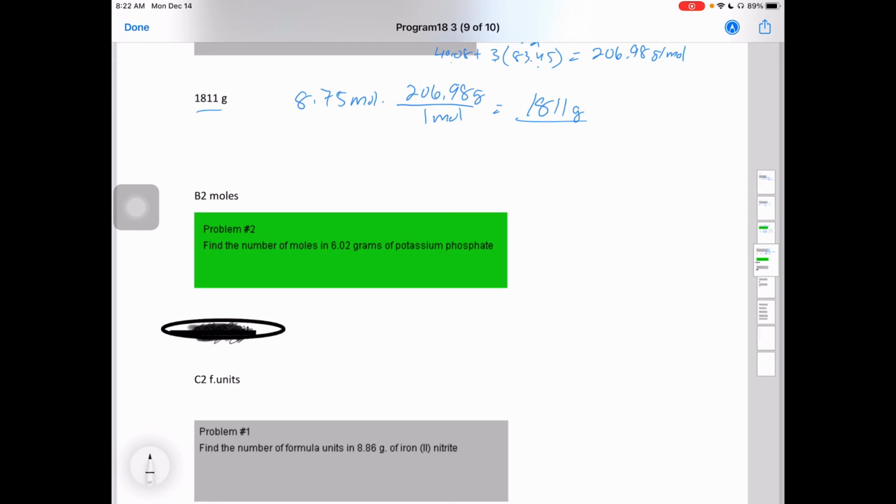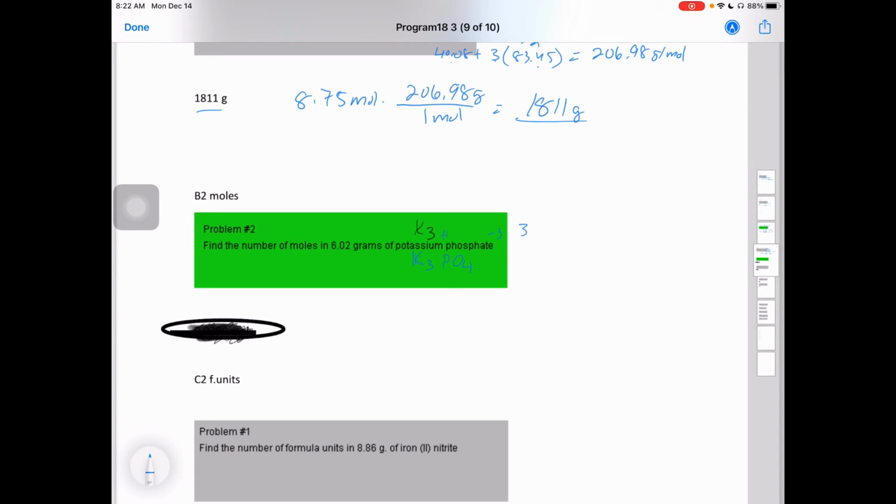Okay, now you will see that I marked out the answer. So this time I'm going to pause this and you're going to write down the formula. Pause. Okay, here's the formula for potassium phosphate: K3PO4, because potassium's a +1 and phosphate's a -3.